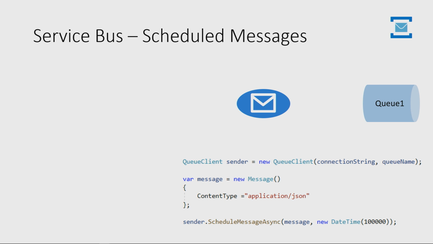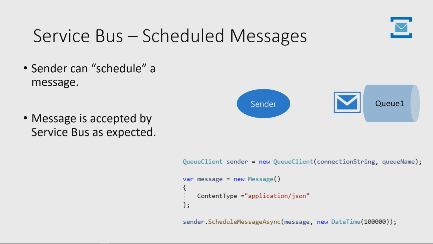What that means is that the sender simply says, hey, I'm sending this message to you now, but the receiver should only be able to see it after a point in time. It could be a specific date in the future, it could be 5 days or 5 minutes from now, etc. And that is something that the sender can control. The message is immediately accepted by Service Bus as expected.